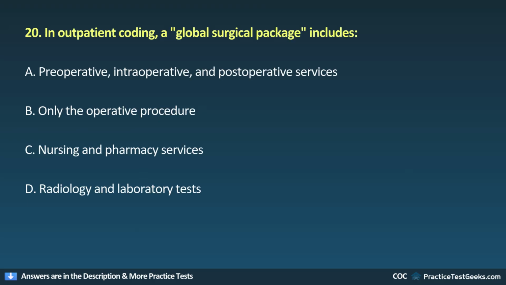20. In outpatient coding, a global surgical package includes A. Preoperative, intraoperative, and postoperative services. B. Only the operative procedure. C. Nursing and pharmacy services. D. Radiology and laboratory tests.